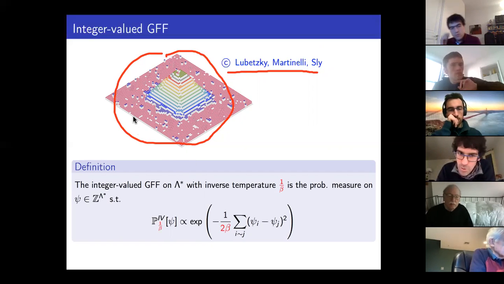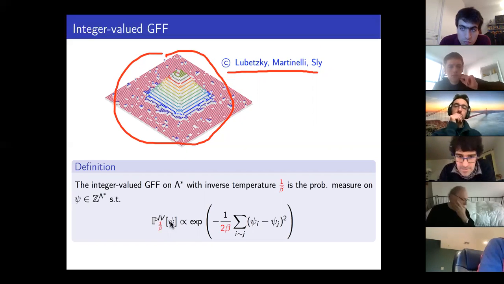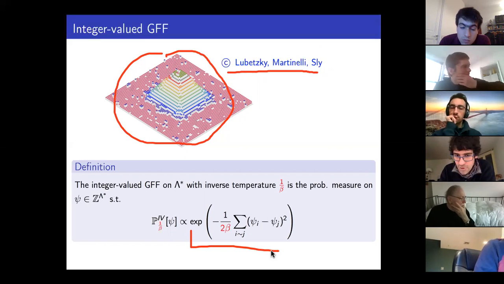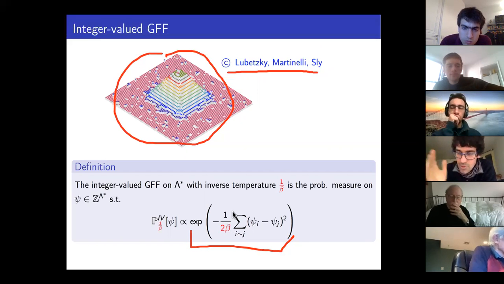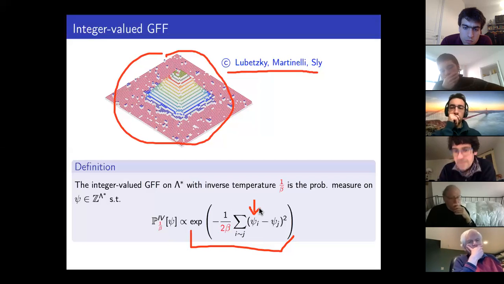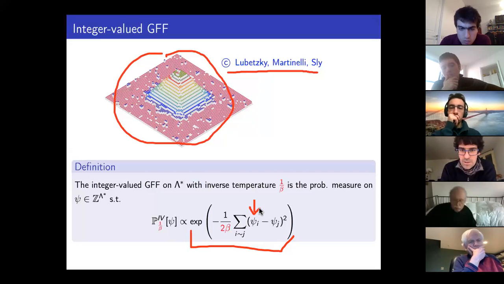Anyway, so the probability measure on those functions that are on this n by n grid and take their values in Z is exactly the same as for the Gaussian free field, except for two differences. First, the beta was in the numerator and is now in the denominator. This is this temperature inversion. And second, a very important difference, the values of the field are restricted to live in the integers. So it's not Gaussian at all anymore because of this conditioning.